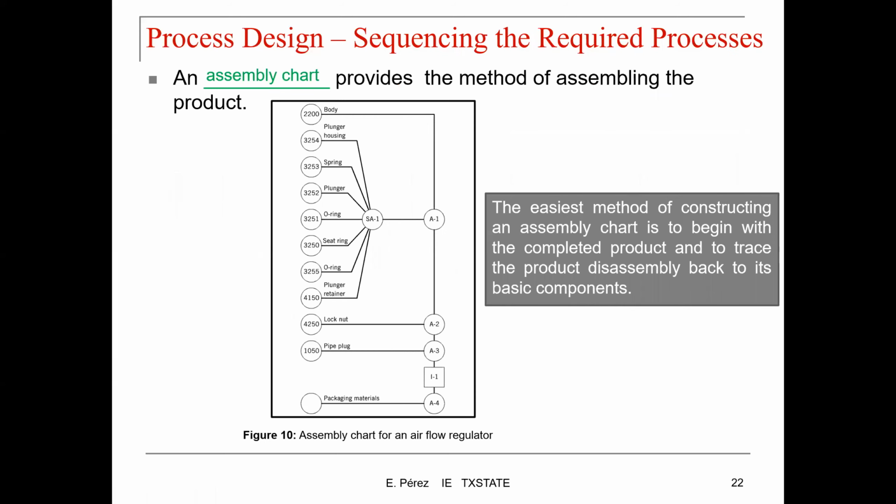An assembly chart provides the method of assembling the product. The easiest method of constructing an assembly chart is to begin with the completed product and then trace the product disassembly back to its basic components. So here's the assembly chart for an airflow regulator.